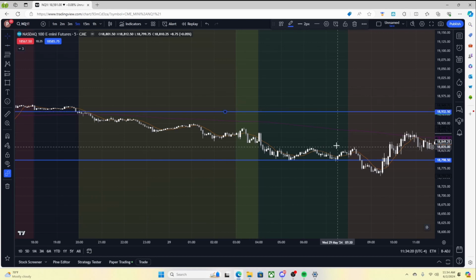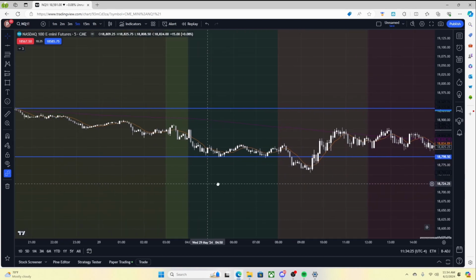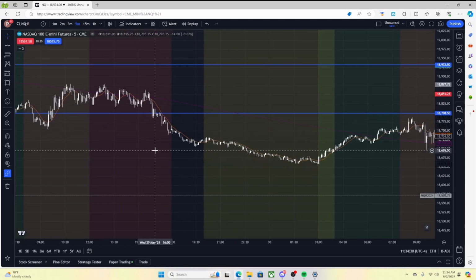So they'd be right here. And then a lot of times you'll see as we come into US, we'll sweep one of those levels of liquidity. See, we push down and then push back up. We'll see that a lot of times.